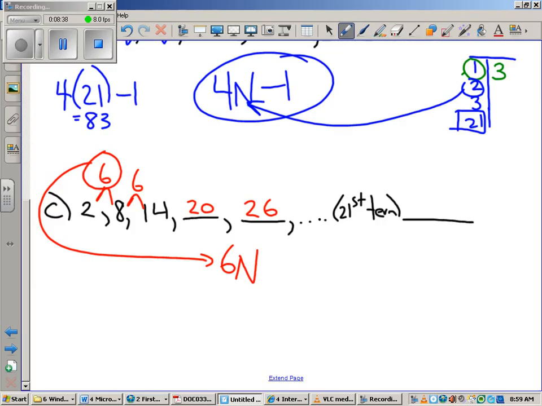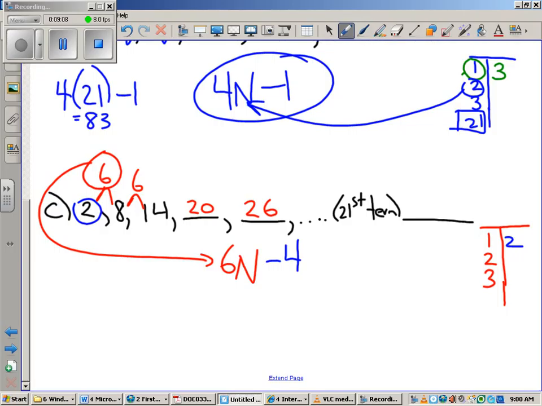We don't quite know what we're going to do yet, so in our mind, you don't even have to write this data set, but it's nice for you to see it. So we're going to substitute 1 into that n. 6 times 1 is 6. But remember, our first term is 2. So we're not there yet. We have to think, okay, I'm at 6, but I need to get to 2. What can I add or subtract to get myself to 2? And we know that we can subtract 4.